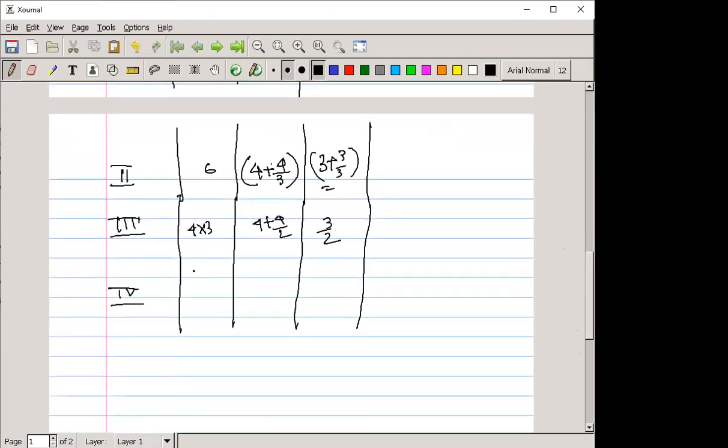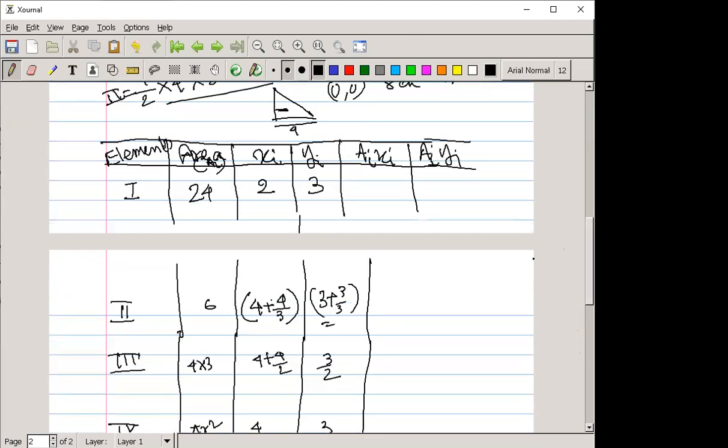So the area is pi r square, and along x it is 4, along y it is 3. Okay, so if it is like that, then you have to find the AiXi.